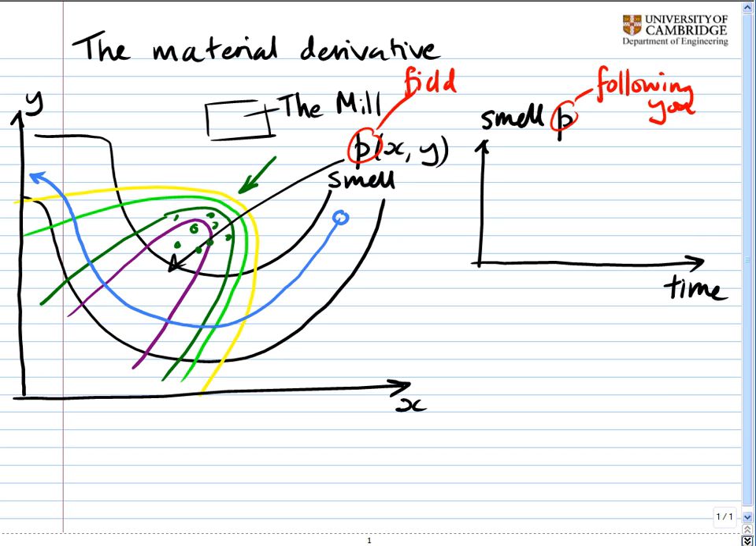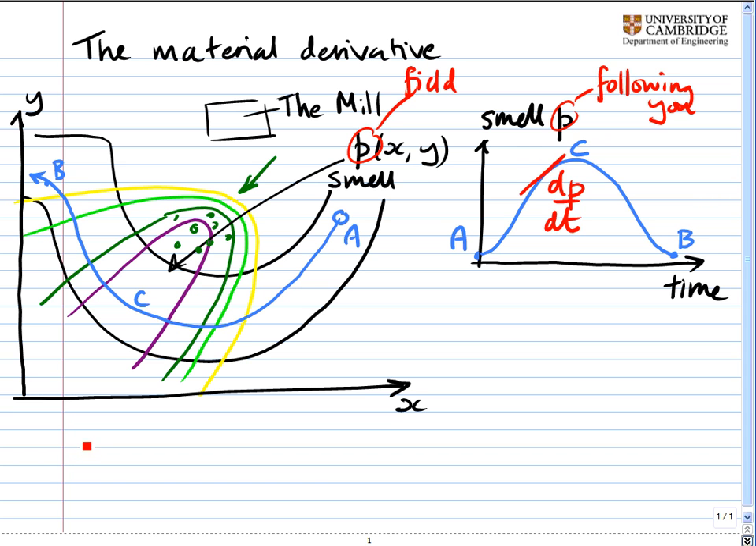Now when you start off at point A, there's very little smell. When you finish at point B, again, there's very little smell sometime later. And in the meantime, you've passed by point C, where there's a maximum smell. So the smell that you experience will look something like that, where we've got point A here, point C in the middle, and point B at the end. So the question I want to know is, what is the rate of change of smell? So what is dP/dt, which is that gradient there, following you.